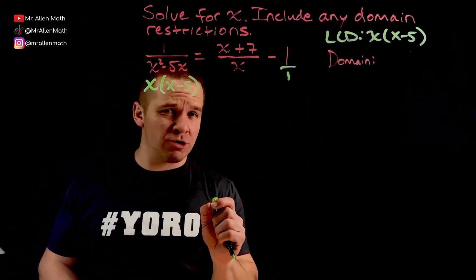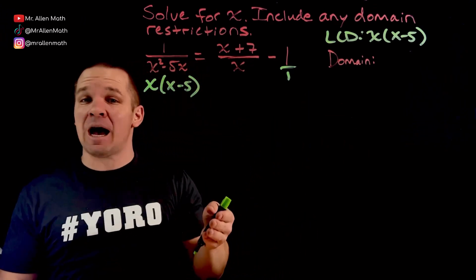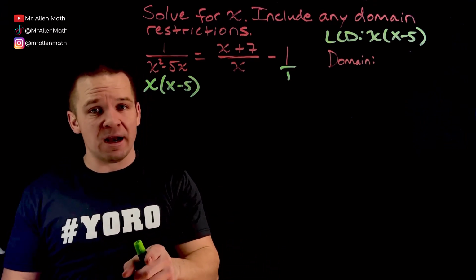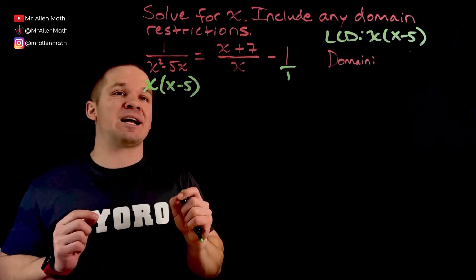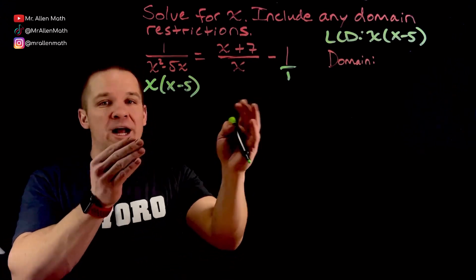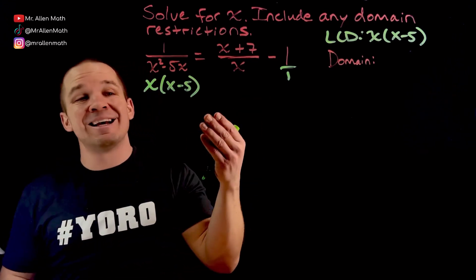So my domain restrictions are whatever is going to make my denominator 0. The reason behind that is I can't divide by 0. It'll be undefined. So let's commit that to memory, right? We can't divide by 0. That's why we get our domain restrictions from the denominator.